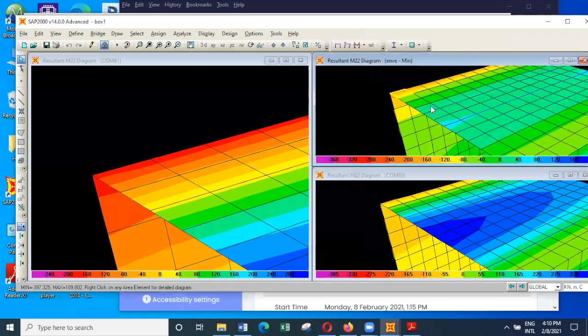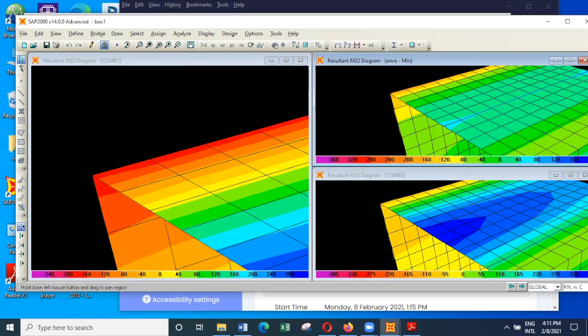So what you have to keep in mind when you are doing designs, especially when you are dealing with shell elements, when you look at the envelope, always look at the combinations separately as well, to see whether you are looking at the right values. And always remember to look at the maximum value and the minimum value. Once you know the moments, you can easily do the designs.